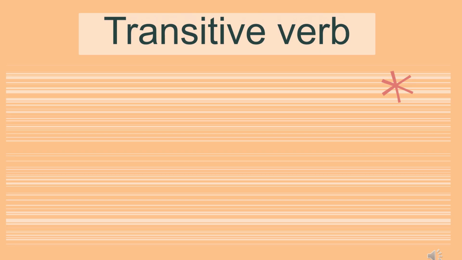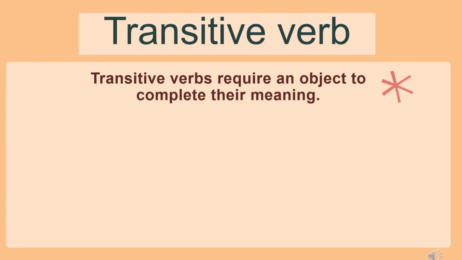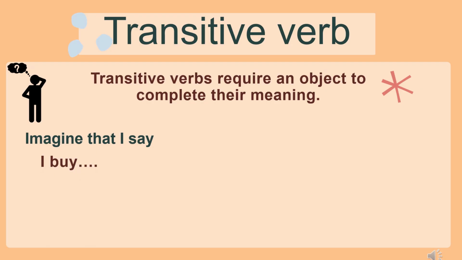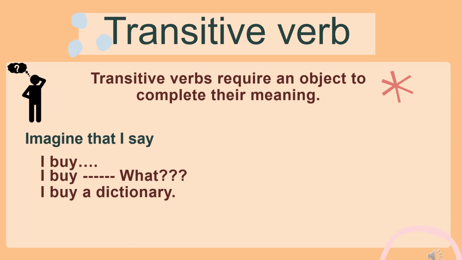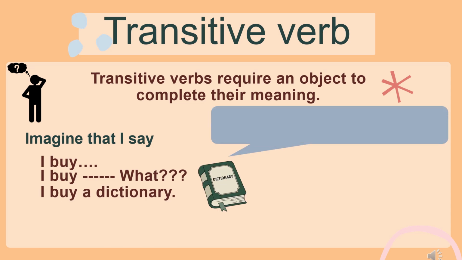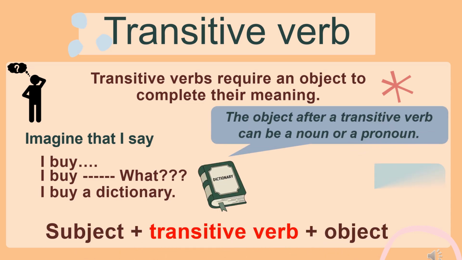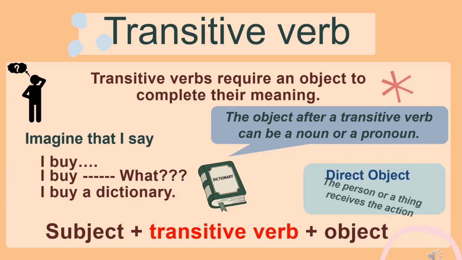Let's start with transitive verbs. These are action words that need an object to make sense. For example, if I say, I buy, your brain waits, buy what? The answer, a dictionary, completes the thought. Transitive verbs follow this pattern: subject plus verb plus object. The object, a noun or pronoun, receives the action directly.